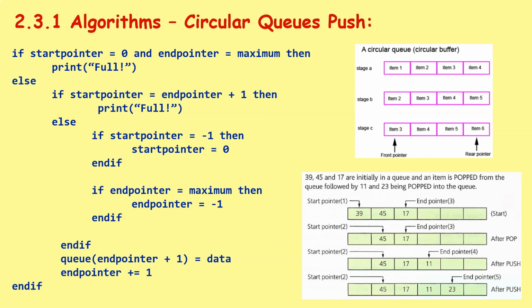Otherwise, if the start pointer equals -1, then we know it's an empty queue and we can set the start pointer to 0. If the end pointer is at the maximum and we want it to wrap around because we are pushing, we set the end pointer to -1, and this will implement the wraparound. At the end, we can say that the data at end pointer + 1 is the data we want.